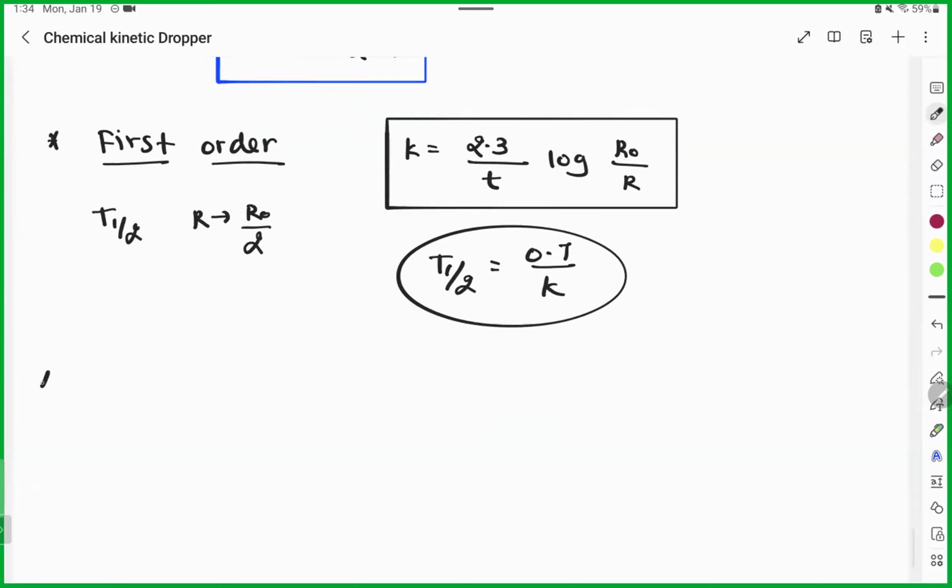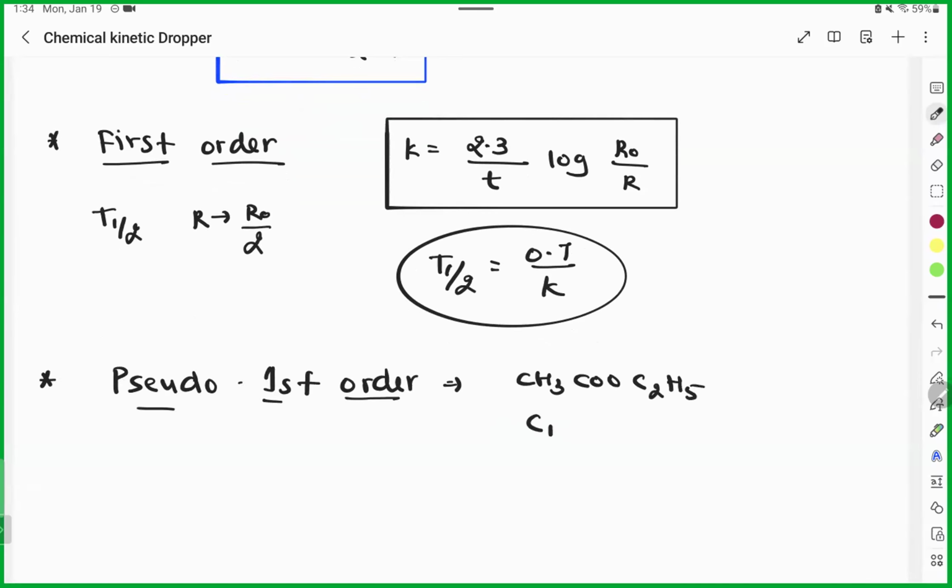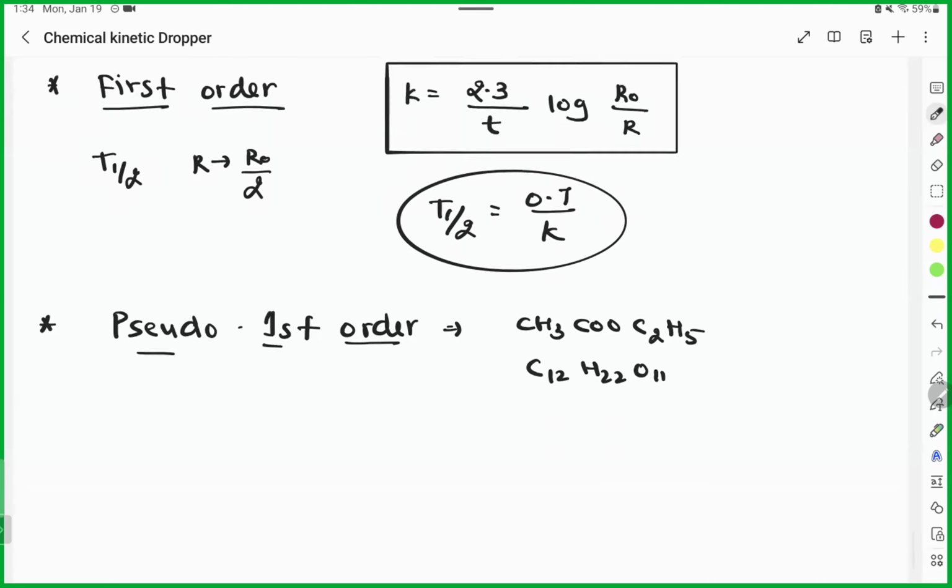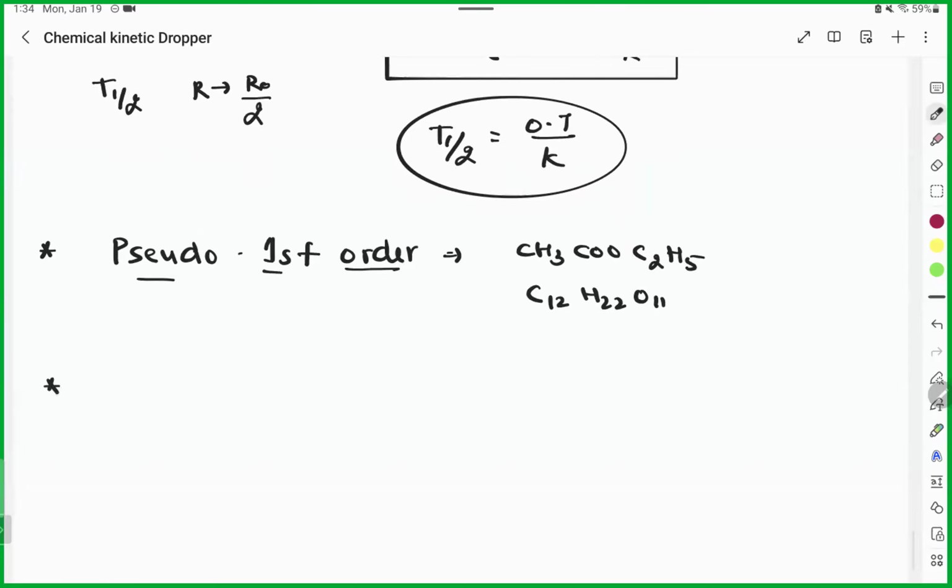Okay. Almost related to this, you have pseudo first order reaction, which looks like second. In reality, it is second, but behaves like first. And here you take the example of ethyl acetate and cane sugar. Correct. After that, if you see the role of temperature, if you increase temperature by 10 degrees Celsius, your K value becomes double.